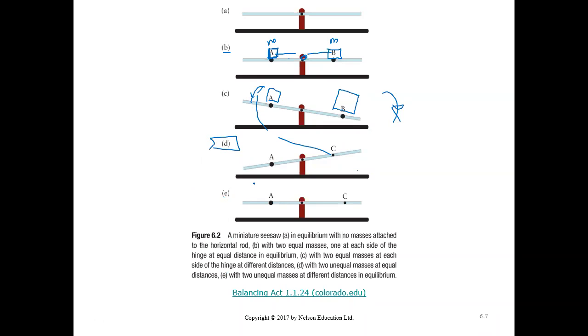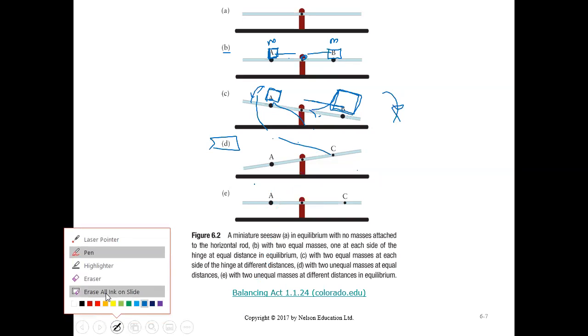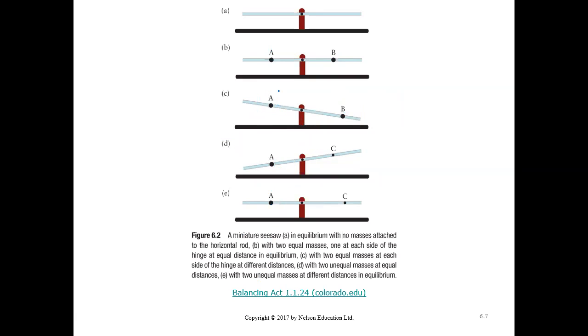What do we do differently? Now in D, we keep the same distance from the hinge. No, I'm sorry, I said the wrong thing. It is not different mass. It is the same mass. Same mass. Let me read, with equal mass.